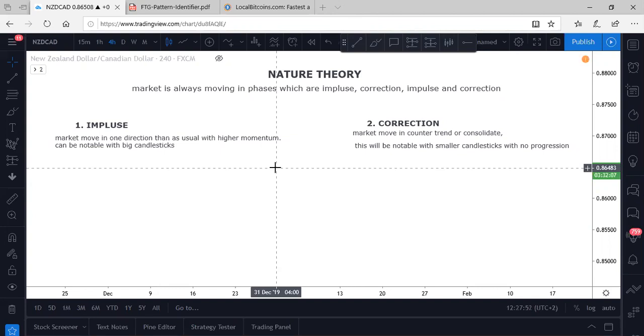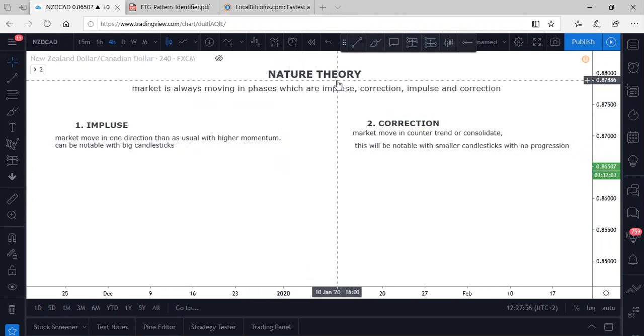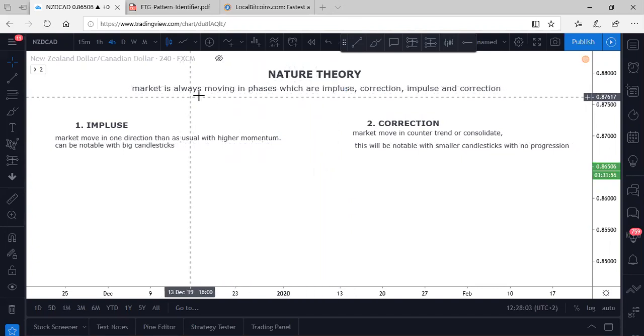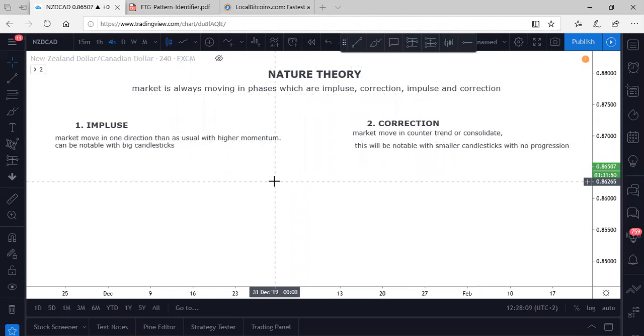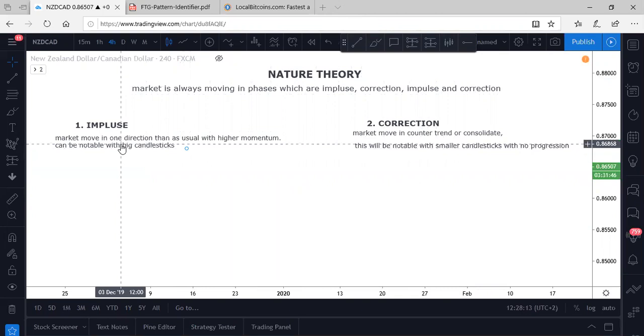Today we shall be looking at the nature theory. What does it mean? This means that the market is always moving into phases which are impulse, correction, impulse, and correction. So let us start with impulse.